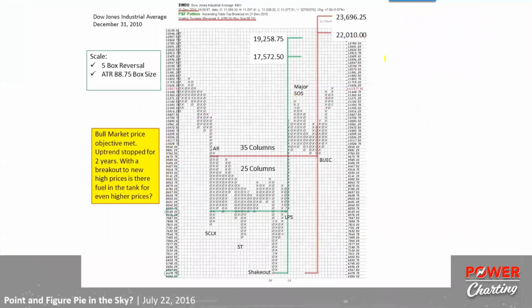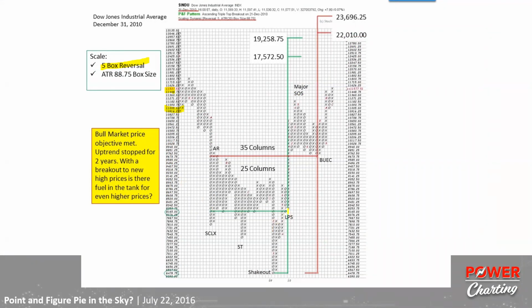Interesting. Okay. Well, first we have to go back to the beginning of the bull market, which is this period. This is a very large point and figure chart, and I'd love for you to be able to develop your skills and your chops at being able to do these. This is 5-box reversal, which is akin to a monthly chart. ATR scaling, so each one of these is 88.75 Dow Jones points.